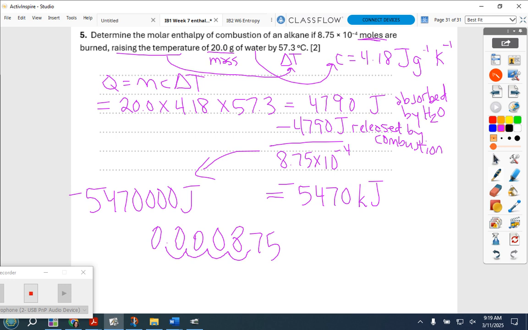Unless it specifically says in the question in kilojoules or in joules. So that's one of the things you have to look for in the question. If it doesn't specify, then it doesn't matter. Actually, sorry, this should be also moles to negative 1, moles negative 1.